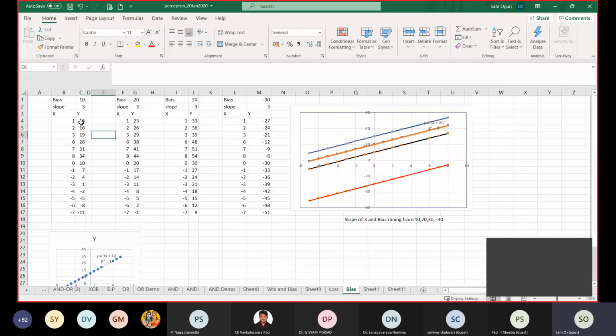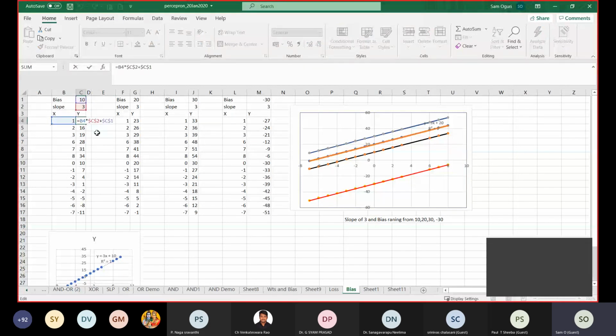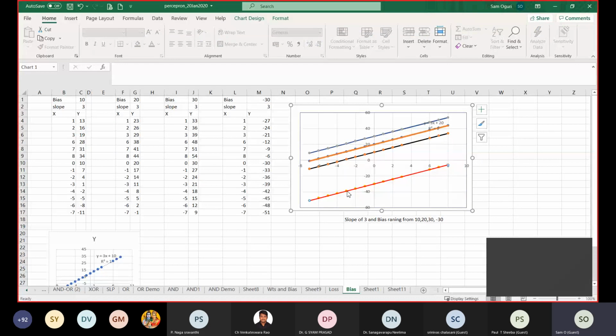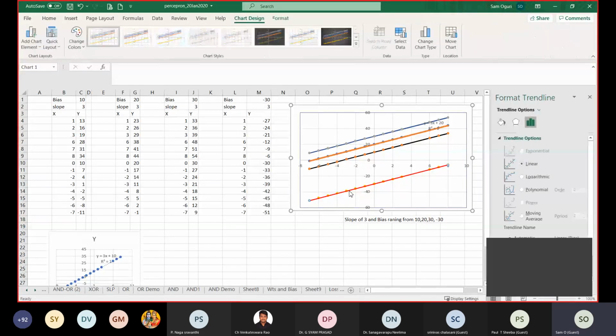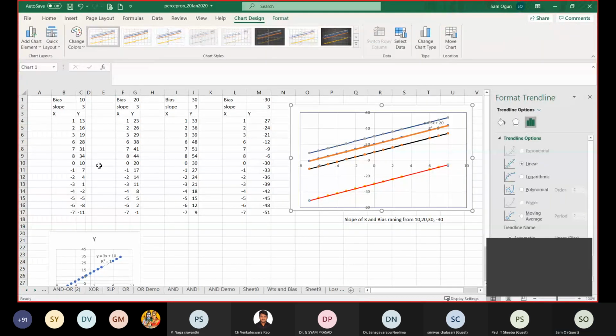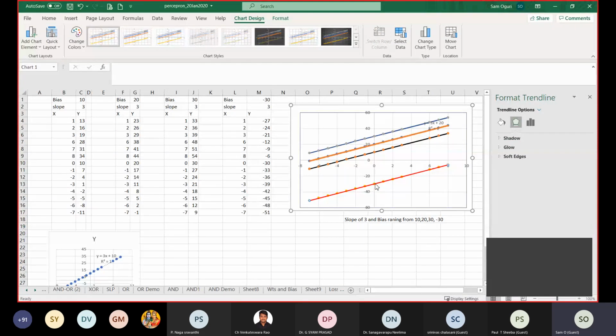For people who are interested in how you got 13, I used a slope of 3 and a bias of 10. So y equal to mx plus c means 3 into 1 plus 10, 13. The same with this. So what I did was plot this graph, y equal to mx plus 10. So this is the line which is passing, right?